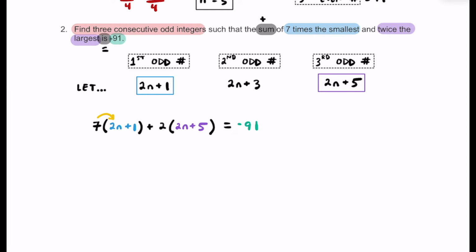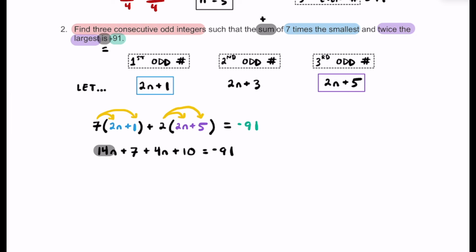I'm going to start by distributing the 7 to both of these terms over here. 7 times 2n is going to be 14n, and 7 times 1 is going to be 7. And then what are we going to have after that? Looks like we can go ahead and distribute this 2 to this 2n and this 2 to this 5. So 2 times 2n is going to be 4n, and then 2 times 5 is going to be 10. All right, this whole thing is going to equal negative 91.